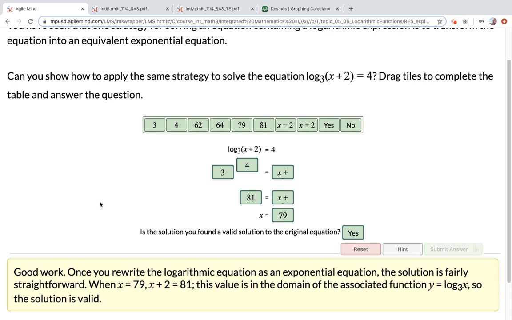I love this. This is a great way to solve logarithmic equations. If you're like, I don't know what the answer to that is, fine. Rewrite it as an exponential and solve it from there. Magical, miraculous, beautiful, and wonderful things happen.